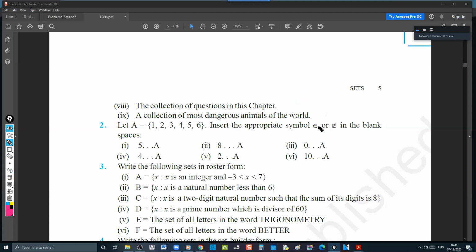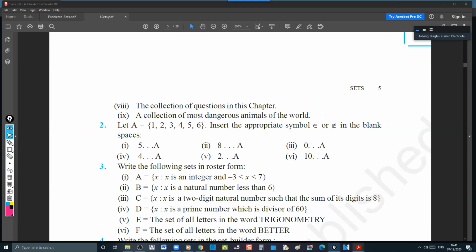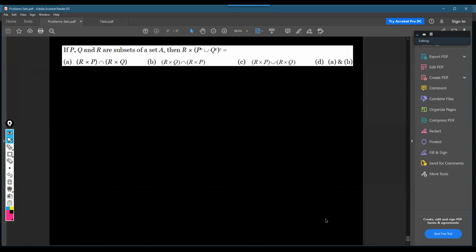So what is that symbol? Yeah, I'll come to you for that. Just a moment.